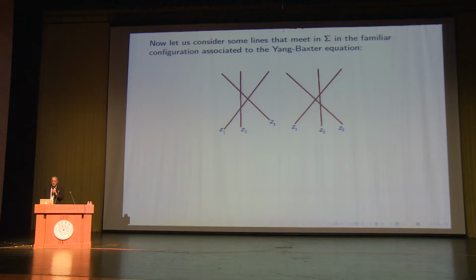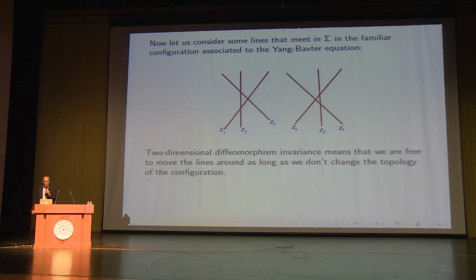Now let's consider some lines that meet in the topological space in the familiar configuration associated to Yang-Baxter. So the lines now are labeled by values of z, which are constant for each line, for the reason I just explained. But still we can draw two different pictures. Well, two-dimensional diffeomorphism invariance means we're free to move the lines around as long as we don't change the topology of the configuration. So I can move this middle line to the left or right, except that I should worry what happens when it crosses this point. So the answer will be constant by two-dimensional symmetry if this line is to the left of the crossing point, or if it's to the right of the crossing point.